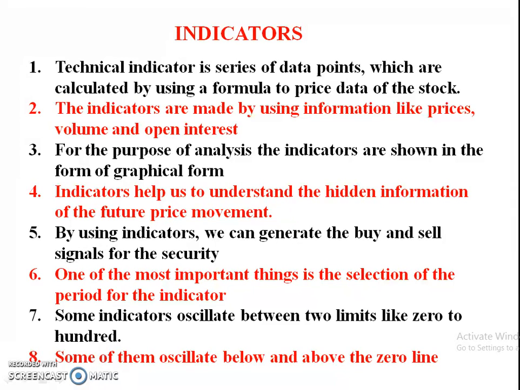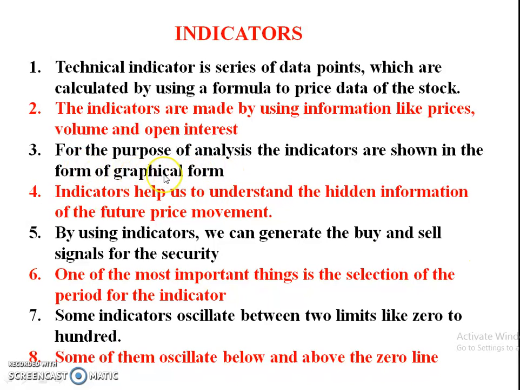A technical indicator is a series of data points which are calculated by applying a formula to price data of the stock. The prices include open, high, low, and close prices. Some indicators use only the close price, and the others use all the prices. The indicators are also made by using information like volume and open interest, etc. For the purpose of analysis, the indicators are shown in graphical form.